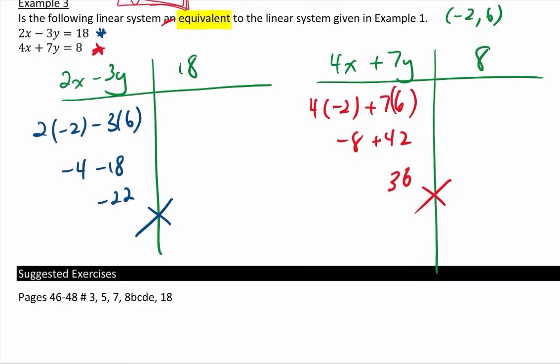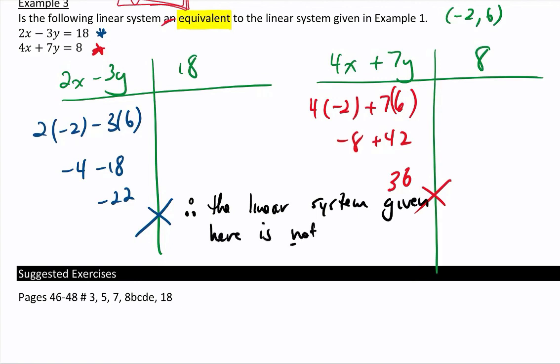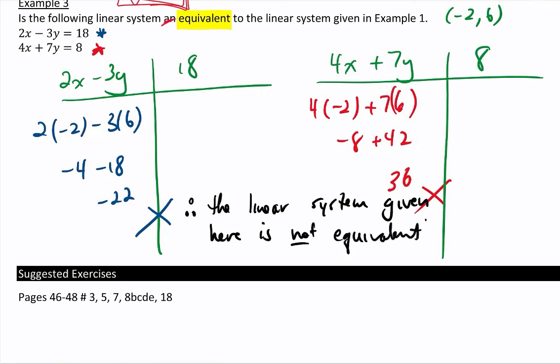So let's conclude. Therefore, the linear system given here is not equivalent to the system given in example 1.